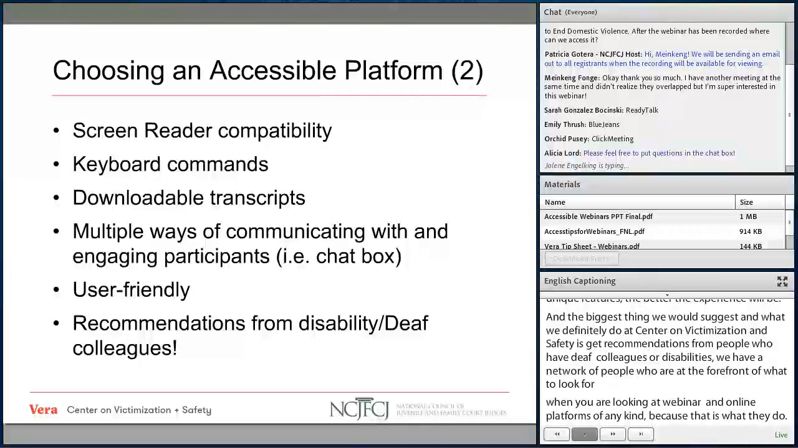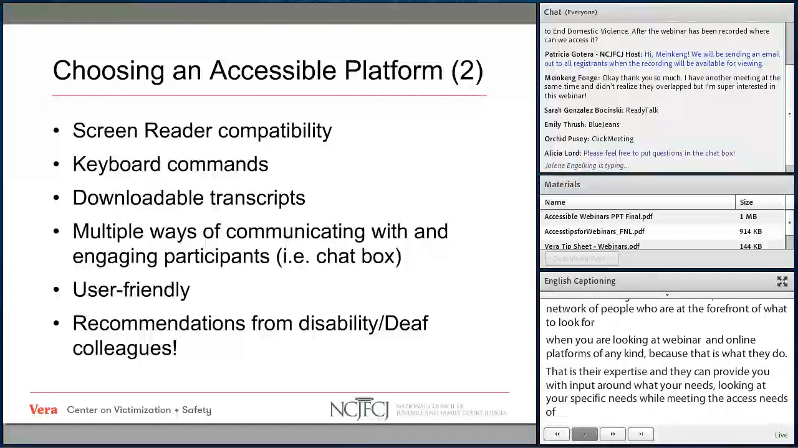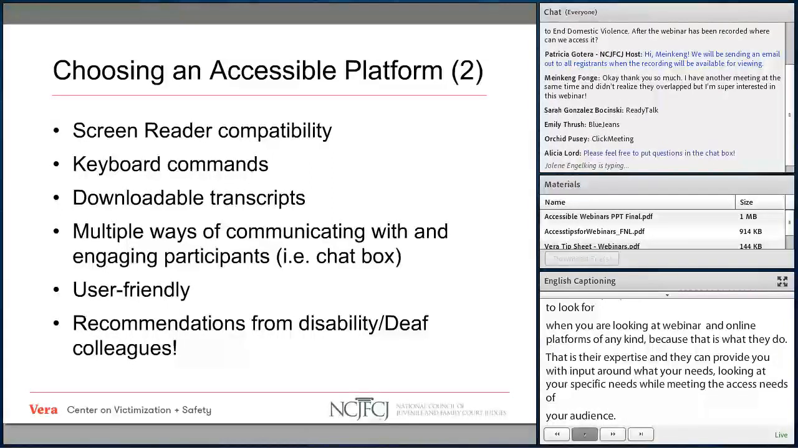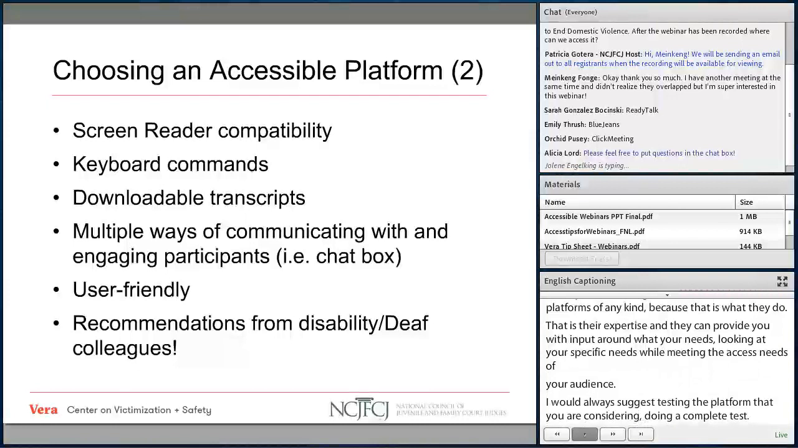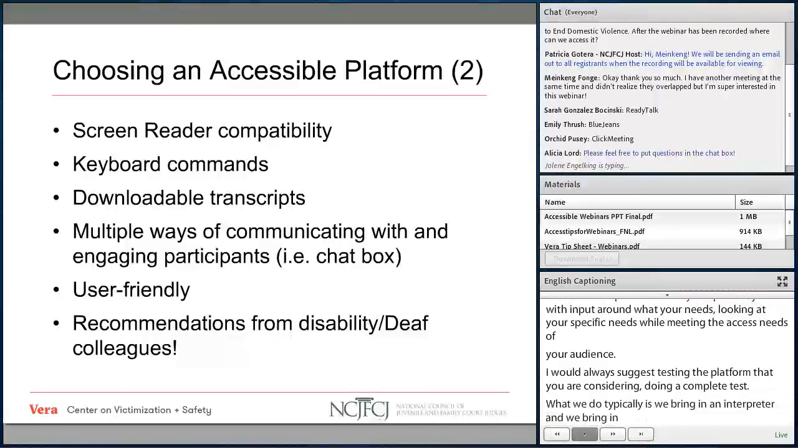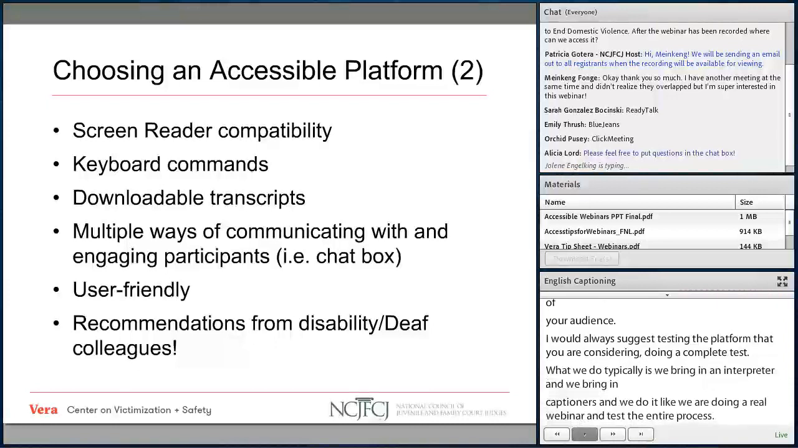I would always suggest testing the platforms that you're considering, doing a complete test. What we typically do is we bring in an interpreter, an American Sign Language interpreter, we bring in captioners, we do it like we're doing a real webinar and completely test the entire process. We record it, we review the recording, and that way we're able to check every step of the way to make sure that it's accessible all the way along.